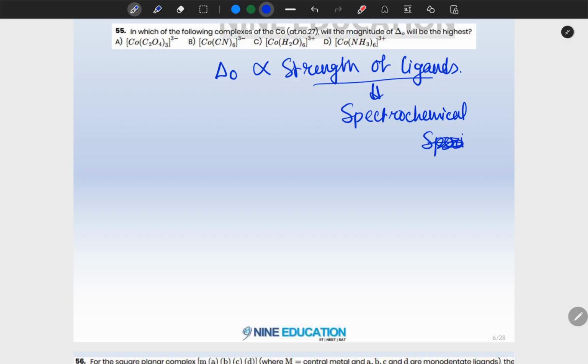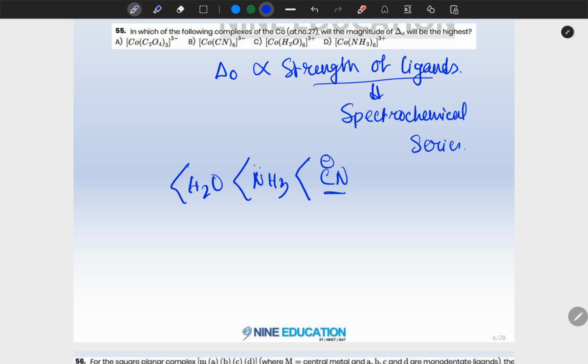Now in the spectrochemical series, CN minus is present at the extreme end. So CN minus is a very strong field ligand. After that there will be ammonia. After that there is the water molecule, and at the very last the oxalate ion is present, right? So this is the order for the strength of the ligands.